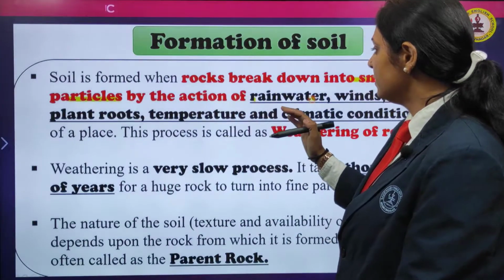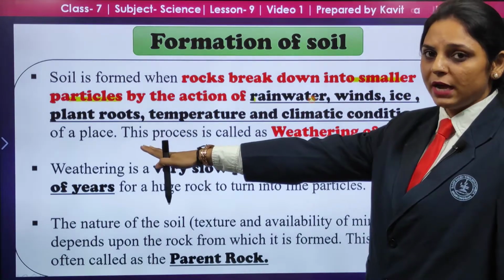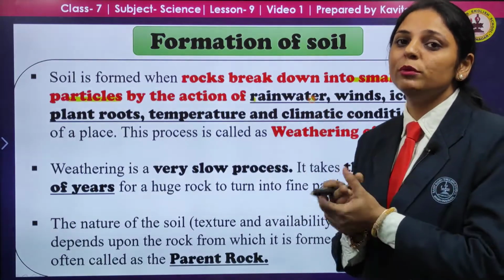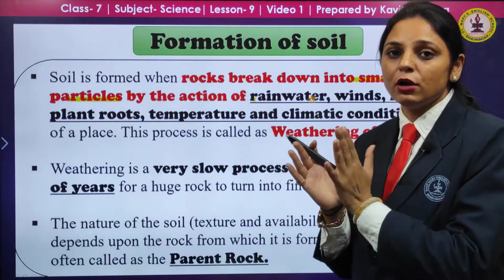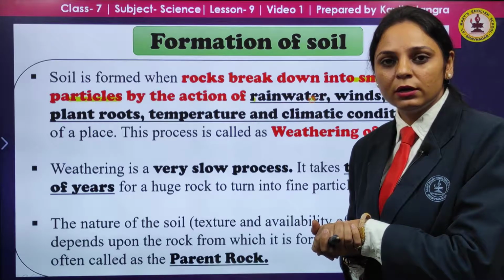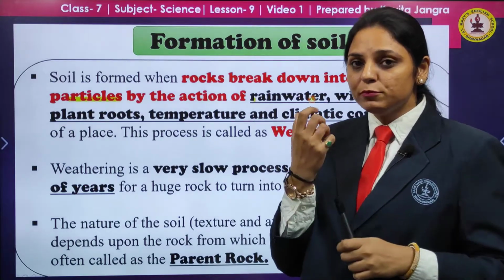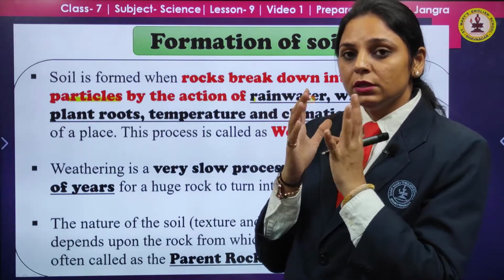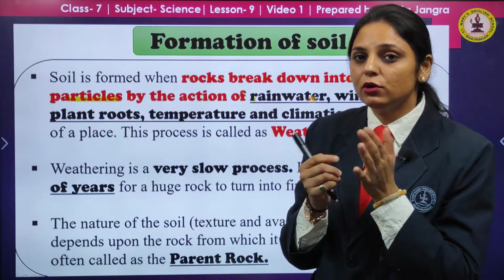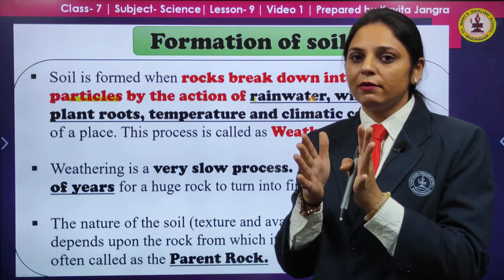This is caused by the actions of rainwater, wind, ice, even plant roots, temperature and climatic conditions. All this cumulatively leads to the weathering of the rocks. Have you seen any plant growing on a rock? What will happen? Due to the moisture absorbed by the plants growing within the rocks, suddenly pressure is generated.